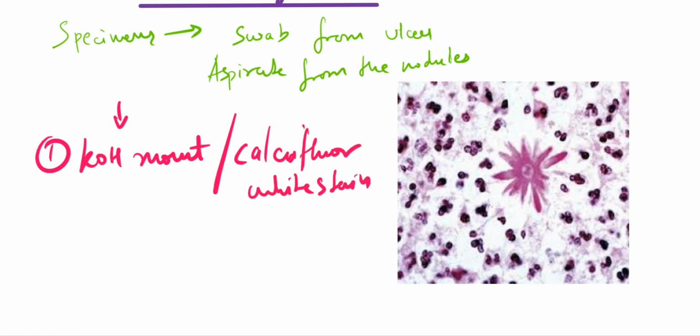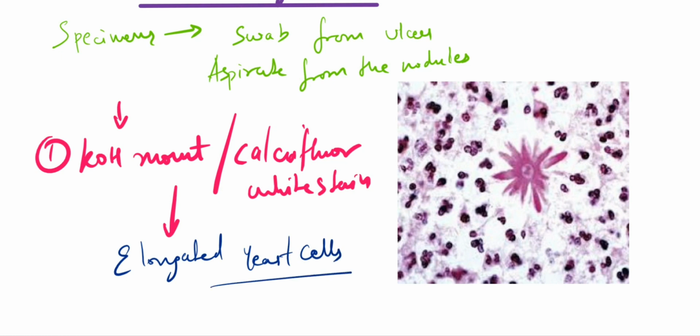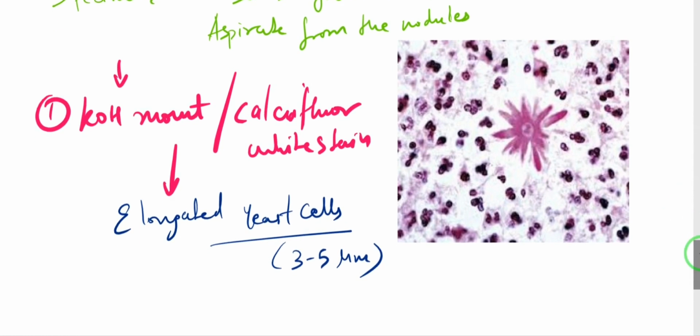And what we are going to see is elongated yeast cells which are about 3 to 5 microns in diameter. But this method is a little bit less specific. So what else can we do? We can do the biopsy. We can do the histopathological examination from the aspirate or the specimen that we took, which is going to show us a very peculiar feature.